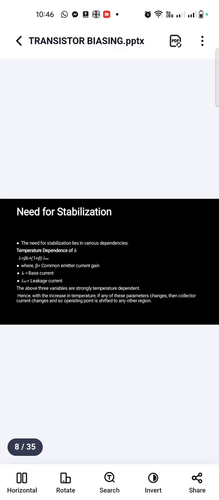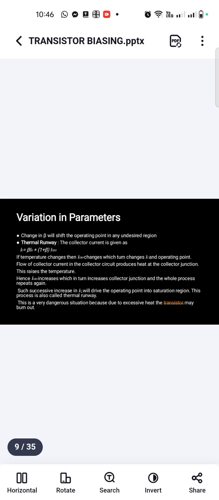Okay, now next one, variation in parameters. So what are the transistor parameters? Three values. Okay, what are they? Beta, ICO, VBE. These are the transistor parameters. If the value of beta is changed, it will shift the operating point to an undesired region. That indicates the cutoff region or saturation region.